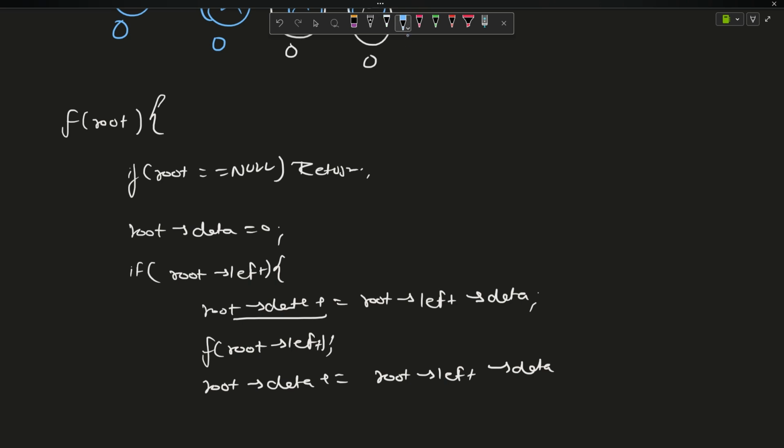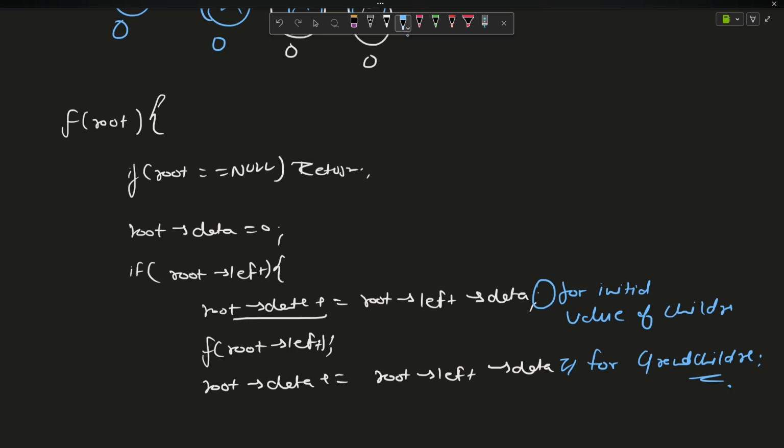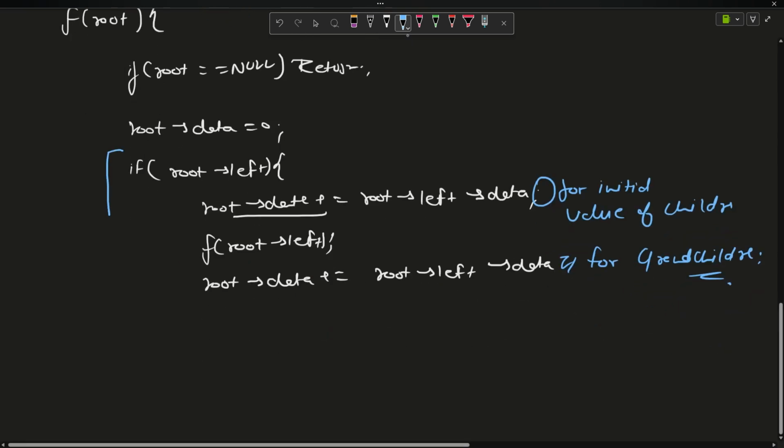Now let me add the comments. This was for the initial values of children, and this one was for grandchildren's, right? Okay, and I will do the same for if root right is not null. If root right is not null.